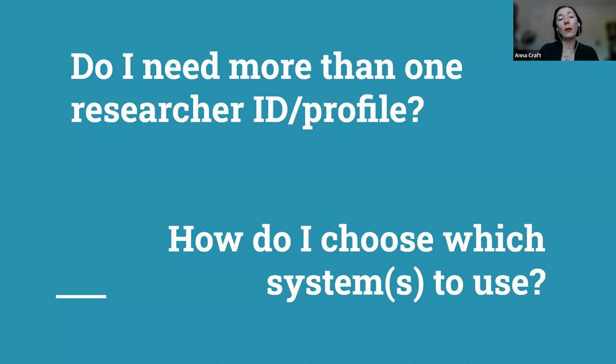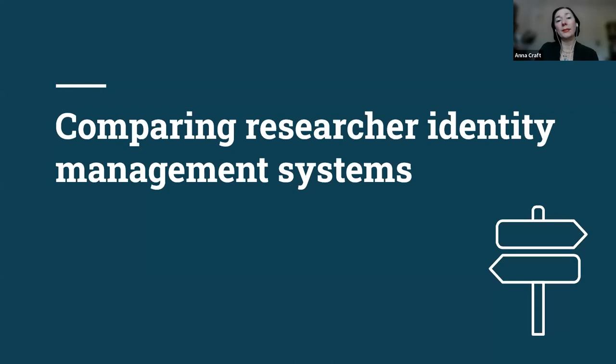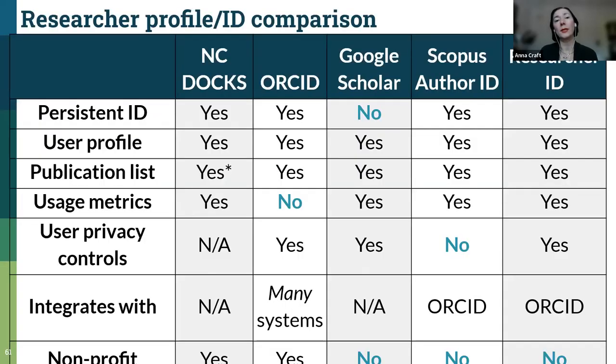Okay, so quickly, we're going to talk about choosing some of these. You may already have a good idea of which ones of these may be useful to you. But a quick comparison for the main ones that we've talked about today: NC Docs, ORCID, Google Scholar Citations, Scopus Author ID, and Researcher ID. All of them, except for Google Scholar, will offer a persistent identifier, a number. So Google Scholar is really actually profiling you based on your name and your discipline to assign or attach certain publications to you as an author.